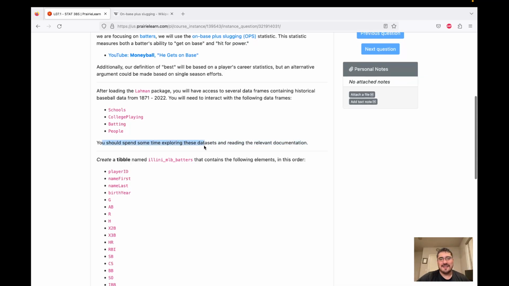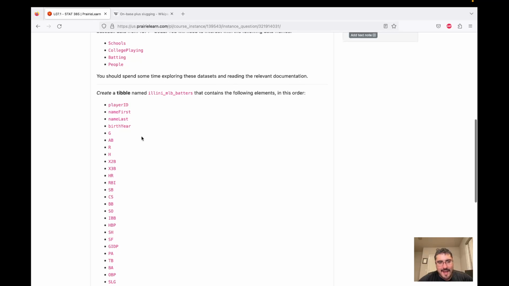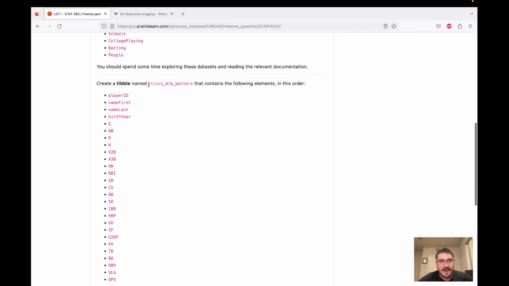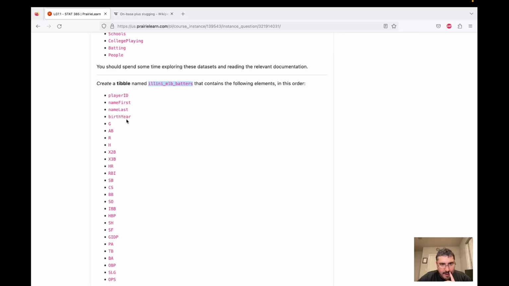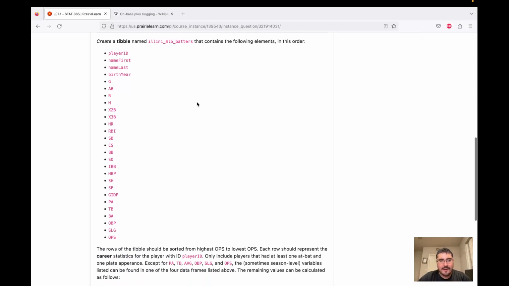So it says that you need to spend some time exploring them. Pause and do so. You're back. Okay, great. Then at the end, we want to create a tibble named Illini MLB batters. Copy the name. Maybe I'll just comment it out for now. And it needs the following elements in order.